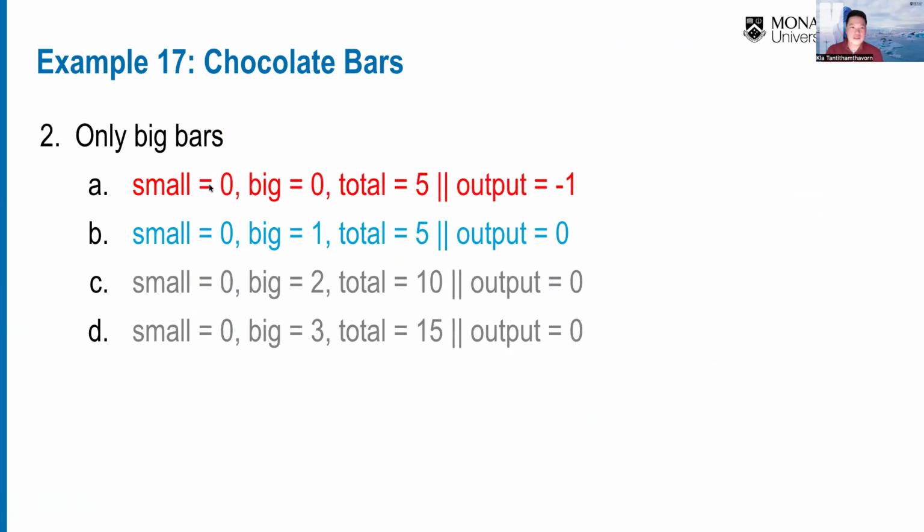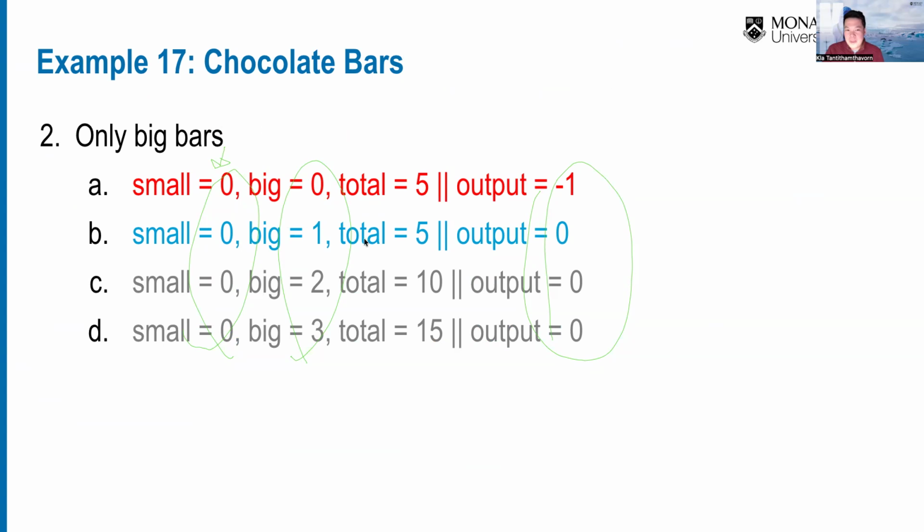What if the big bars? What you do is keep the small bar at 0, and then you want to test the boundary here, whether it returns -1, 0, that kind of thing. You want to test 0, 1, 2, 3. That's the input range of the big bars. With 0 small, 0 big, and we want a total of 5, the output is -1. We cannot make it.